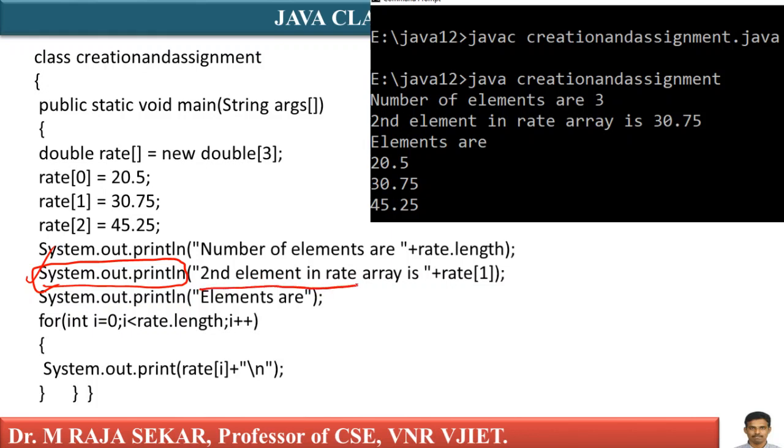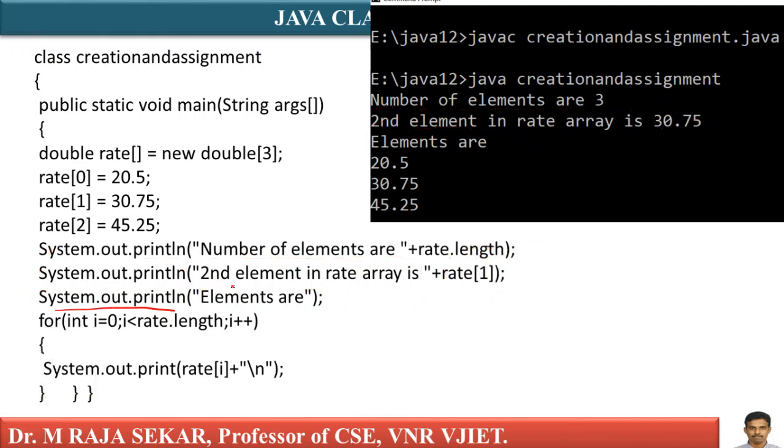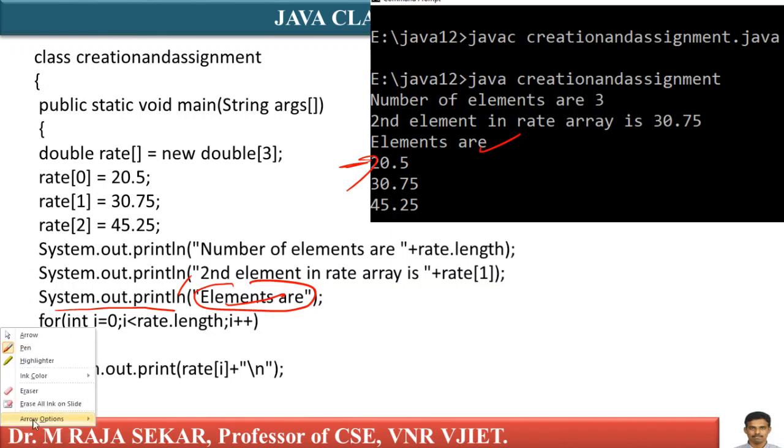Just see, again, "Second element in rate array is". It will display the same message. Plus means appending rate of 1. What is my rate of 1? 30.75. Is it not 30.75? Yes. Now, what happens here? System.out.println elements are. Println means after displaying this message, the cursor will go to the next line. Here I have the cursor now.